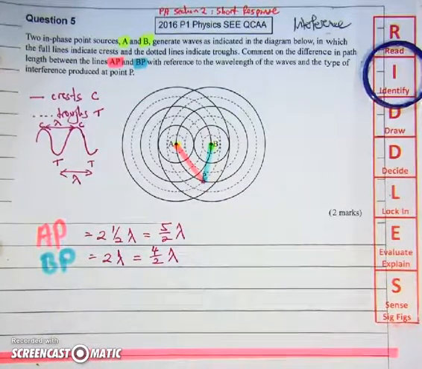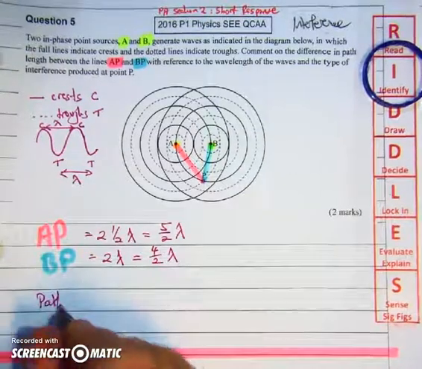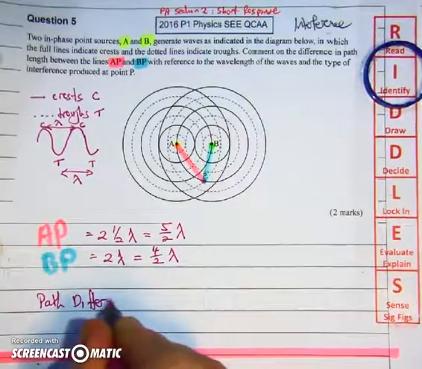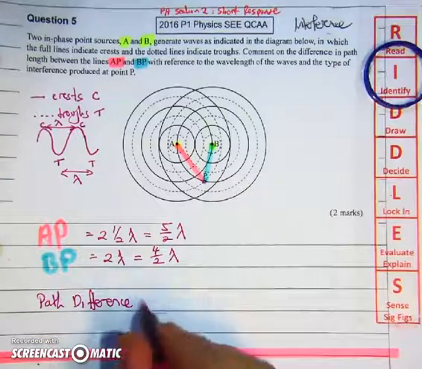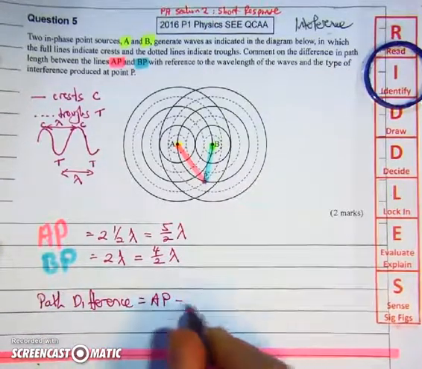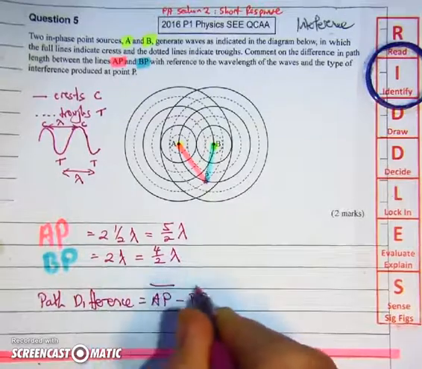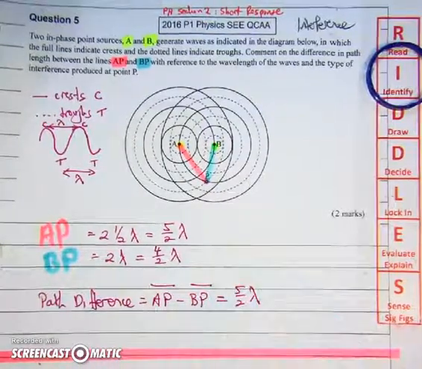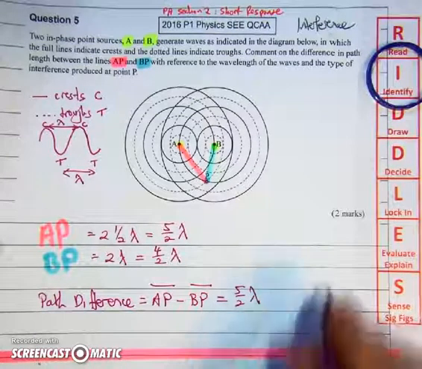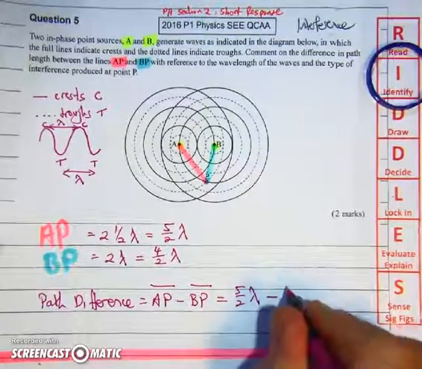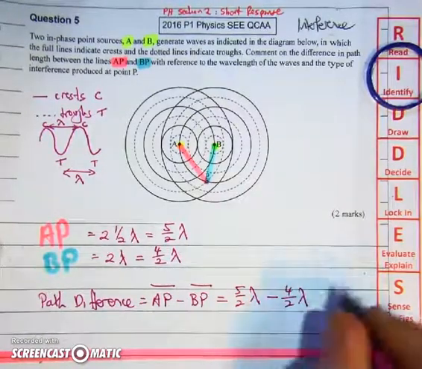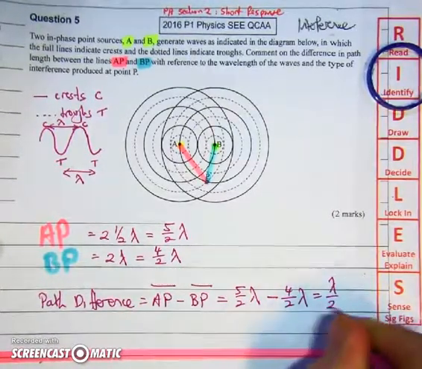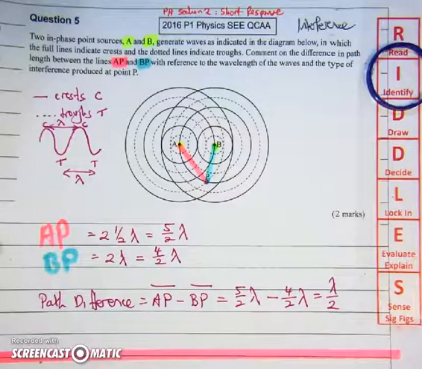Now the question in particular asks us to comment on the path difference. So the path difference, this is what the question is actually asking us to calculate, is the value AP minus BP. Now we have 5/2 lambda is our path A to P, and we subtract from that BP, which is 4/2 lambda, and so therefore we have a path difference of lambda on 2, or half a wavelength.